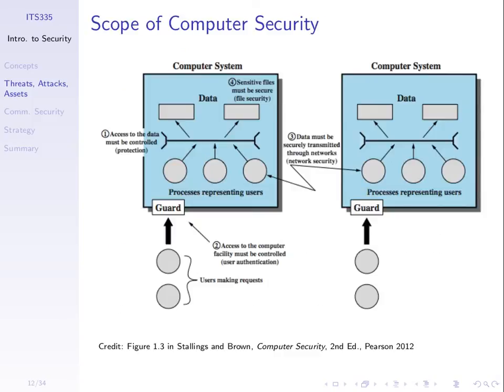This picture brings together the different assets and leads to an overall view of what entities are involved when we talk about computer security. With computer systems, when I say computer system, what do I mean? Well, I don't necessarily just mean a single computer. Nowadays, most computer systems are made up of multiple computers communicating with each other.